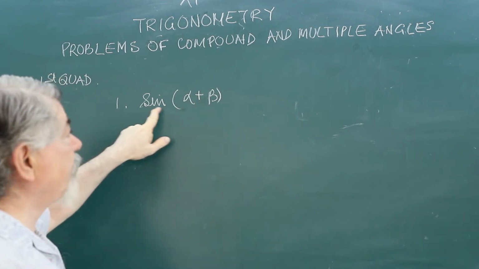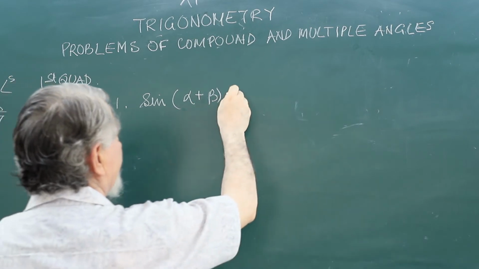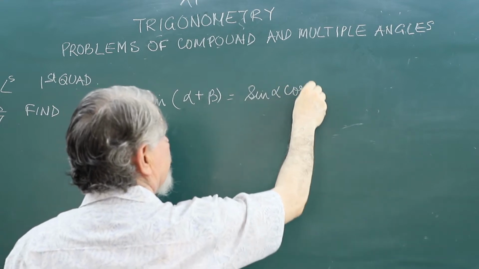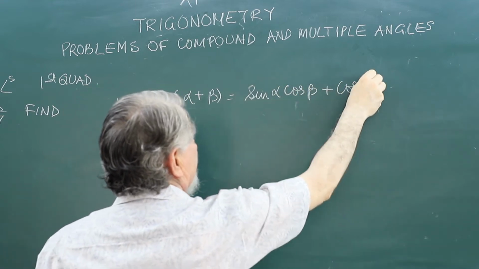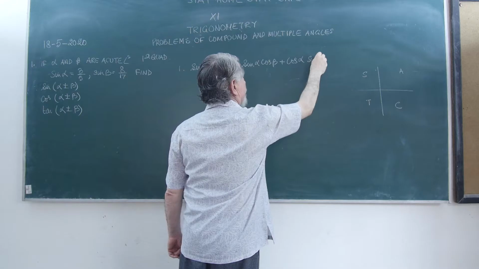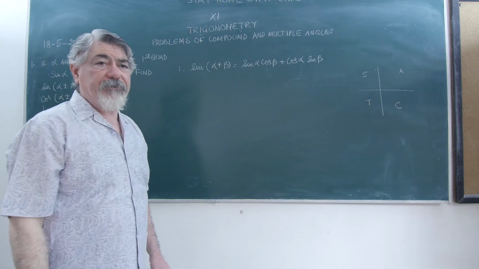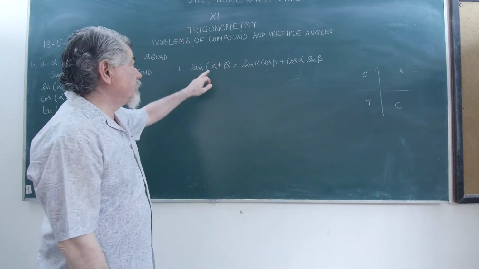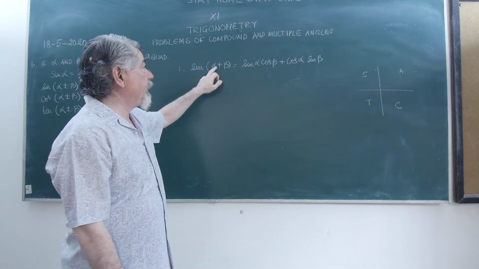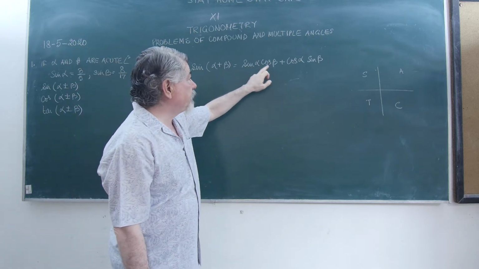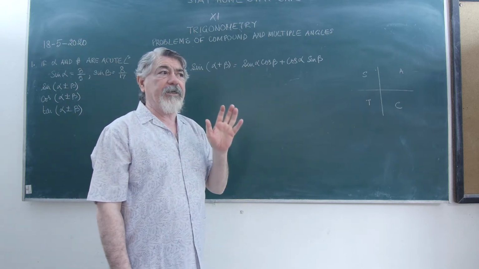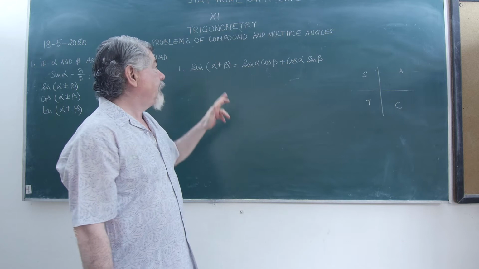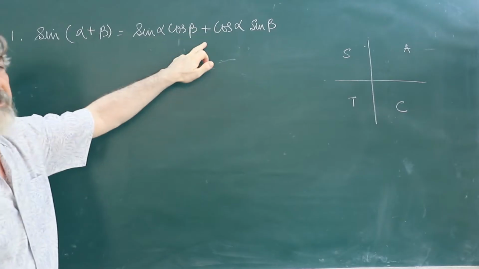So the first one is sine alpha plus beta. What is sine alpha plus beta? Sine alpha cos beta plus cos alpha sine beta. That's the formula you read about when we discussed sine A plus B: sine A cos B plus cos A sine B. Instead of A and B, he has taken alpha and beta. Remember, in sine A plus B, the terms are sine cos, cos sine, and whatever the sign is, like plus, then plus comes in between.